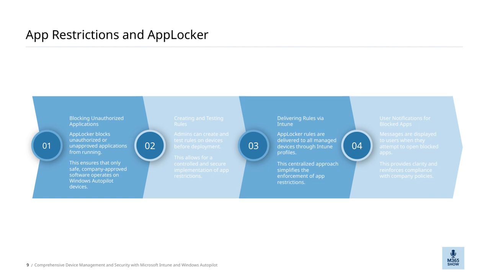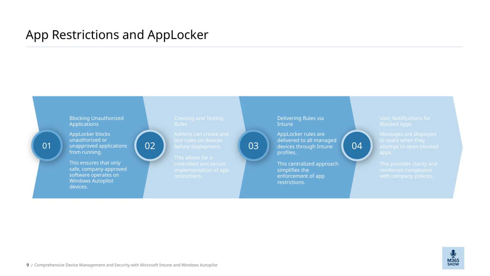Once ready, these AppLocker rules are delivered to all managed devices through Intune profiles, making the process centralized and straightforward. This centralized management simplifies enforcement across the organization, ensuring consistent application of restrictions. Additionally, when users try to open a blocked app, they receive clear messages explaining that the application isn't permitted. This not only provides transparency, but also reinforces our policies and helps users understand the importance of compliance.